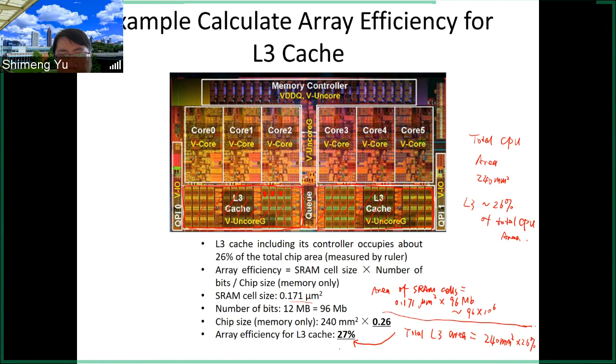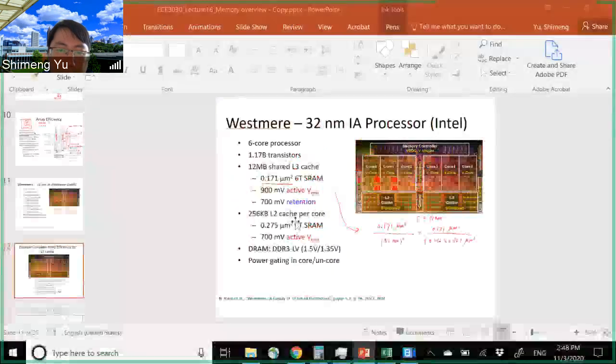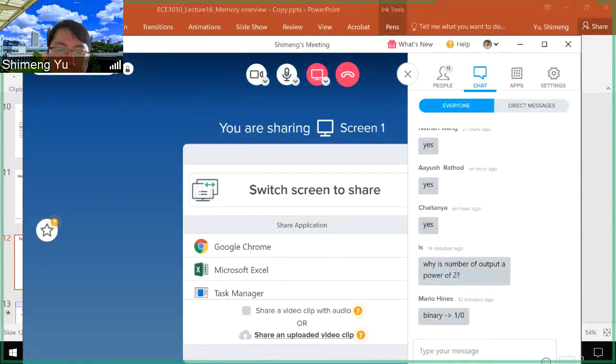And if you look at the array efficiency for the DRAM or for the NAND flash, that will be even higher. For DRAM, you can approach 50%, and for the NAND flash, you can approach like 80%. So this is just one practice using this Intel's chip. So any questions?